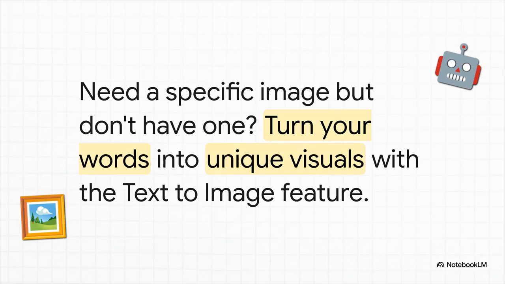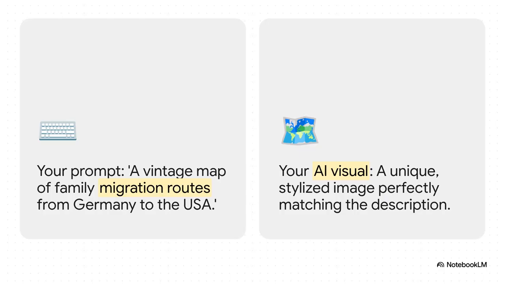All right, so we have the design and we have the words, but presentations are a visual medium. So what happens when you just can't find that perfect photo in a stock library? Well, you just create it. You do this with the text-to-image feature, and let me tell you, it's a game changer. You simply type a description of the visual you need. For example, a vintage map showing family migration routes from Germany to the USA. The AI then generates a completely unique image that matches your description. This means you get the exact visual you need every single time, without spending hours searching.